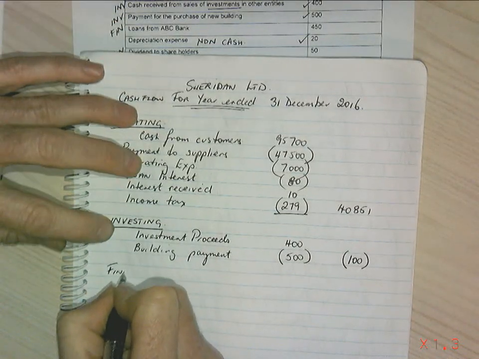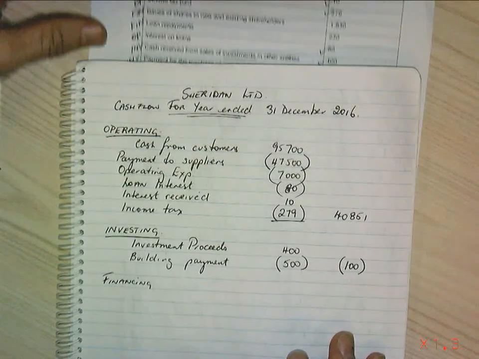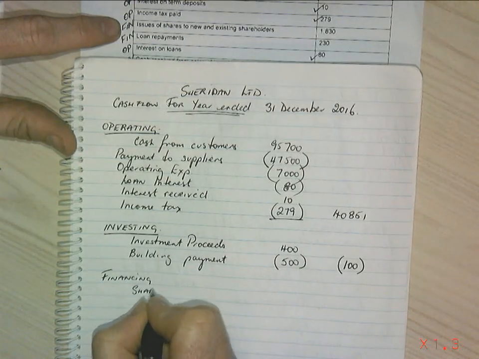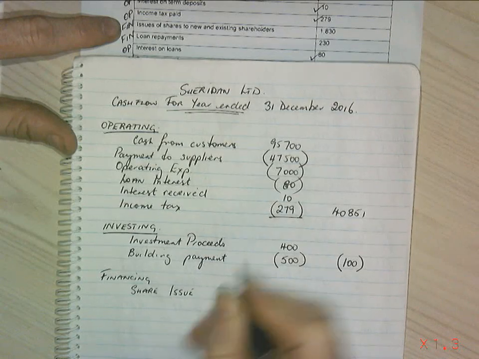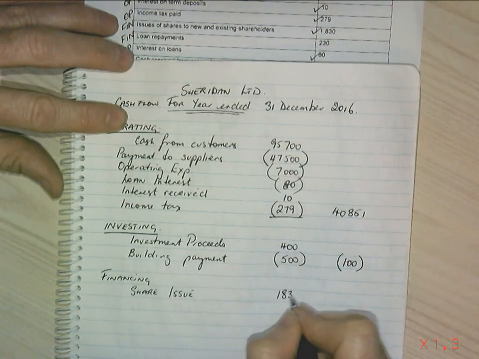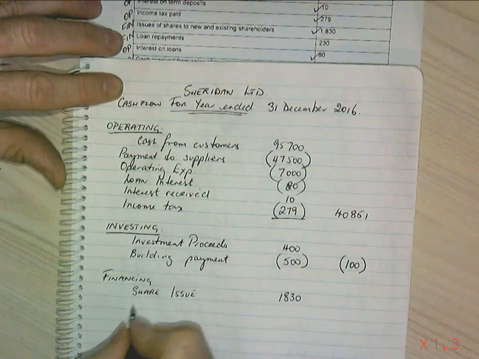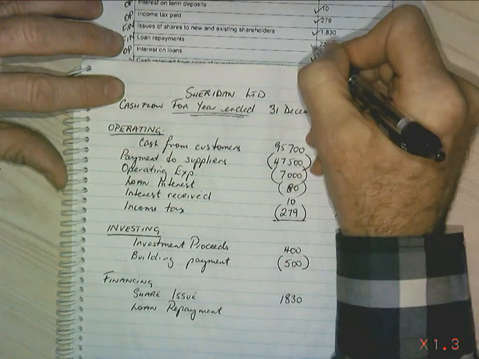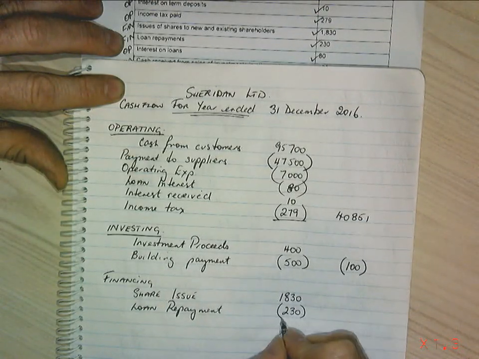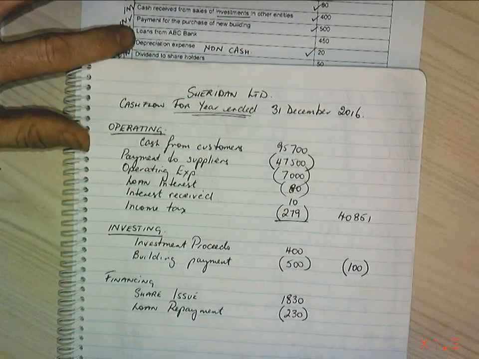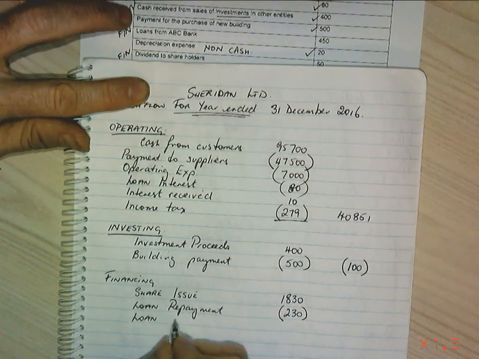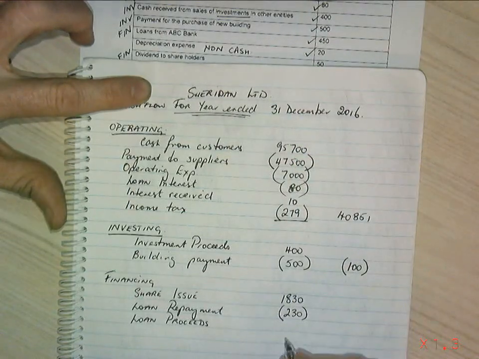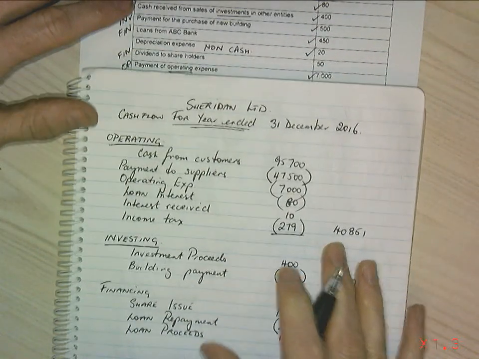And then I've got financing activities. The first one I had was issue of shares to new and existing shareholders, share issue. That's going to be a cash inflow of 1830. I got loan repayments of 230, now that's a cash outflow. We've got loans from ABC Bank. That's going to be loan proceeds, so that's a cash inflow of 450. Dividends to shareholders is 50.